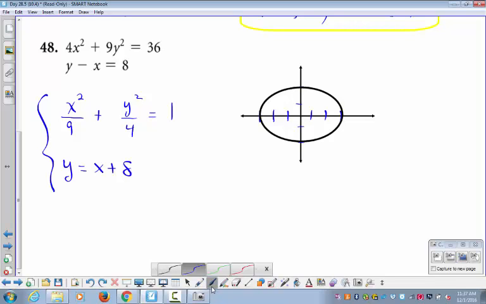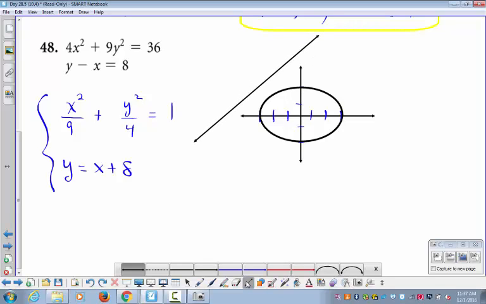All right, so you should be having all sorts of chaos happening. Anyone know what the answer is? No solution. Right, no solution. This top equation is that ellipse right there. What is this equation? It's a line with slope 1 and y-intercept 8. So that line is, like, over there.